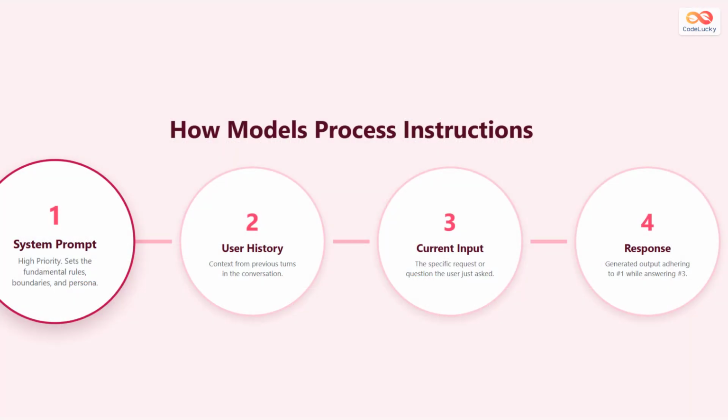Let's look at the flow of information. The model effectively looks at three things: the system prompt, the conversation history, and your current input. The system prompt usually takes priority, filtering how the model interprets your new question based on the established rules and past context.